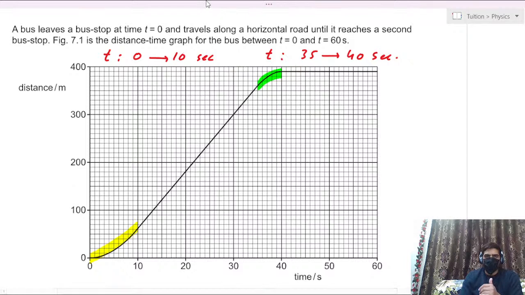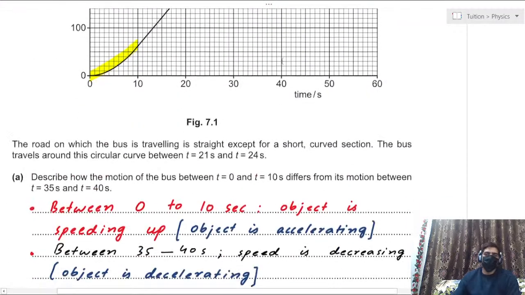How do we know that it eventually stops? Because after that we get a horizontal line, and a horizontal line in a distance-time graph means the distance is not being changed. And if distance is not being changed, that means the object is at rest. So we can write that difference as well.